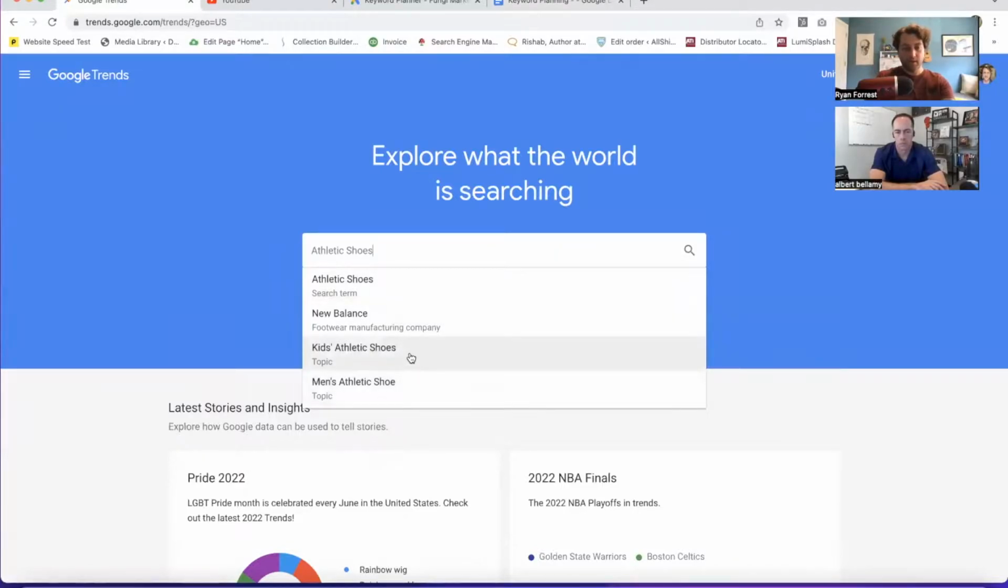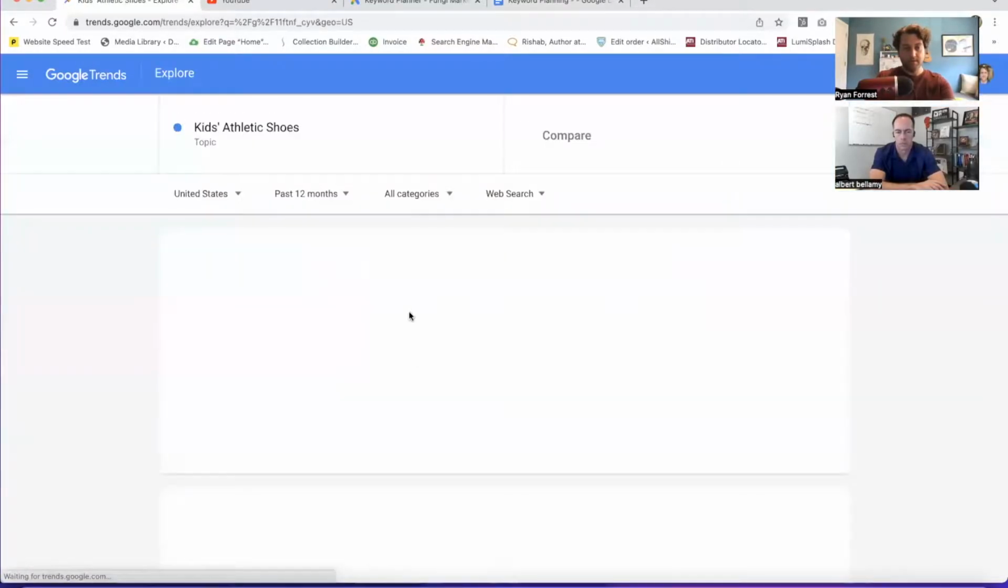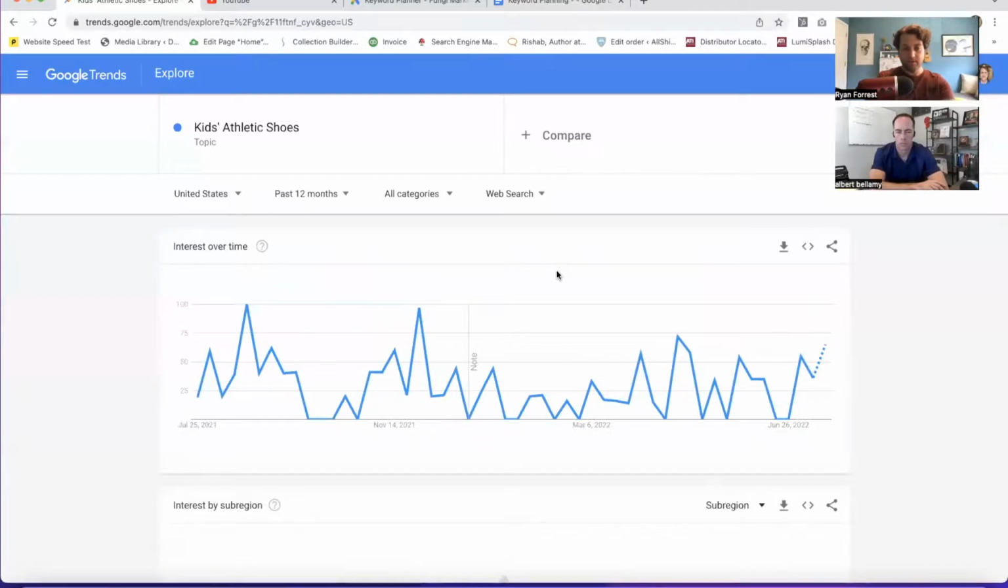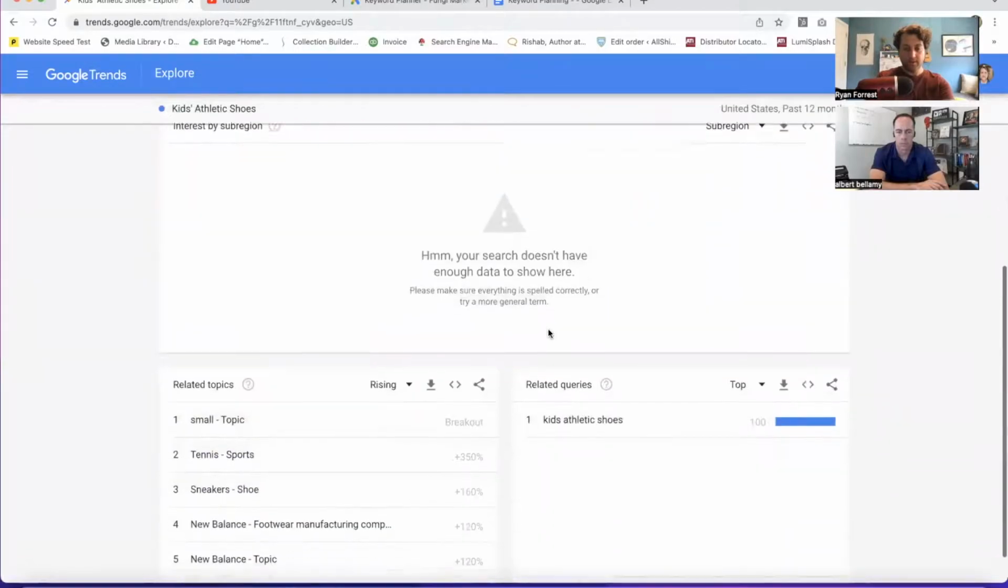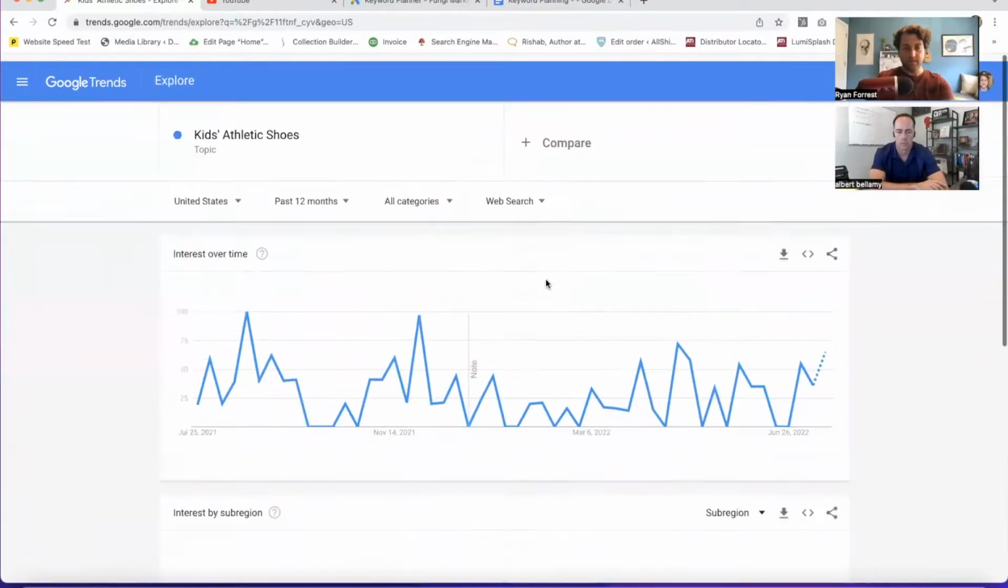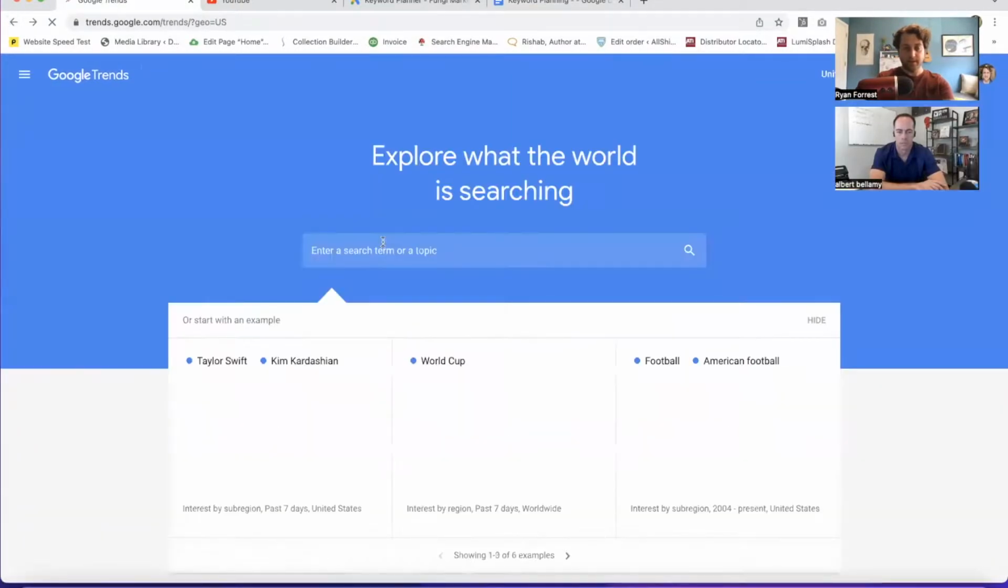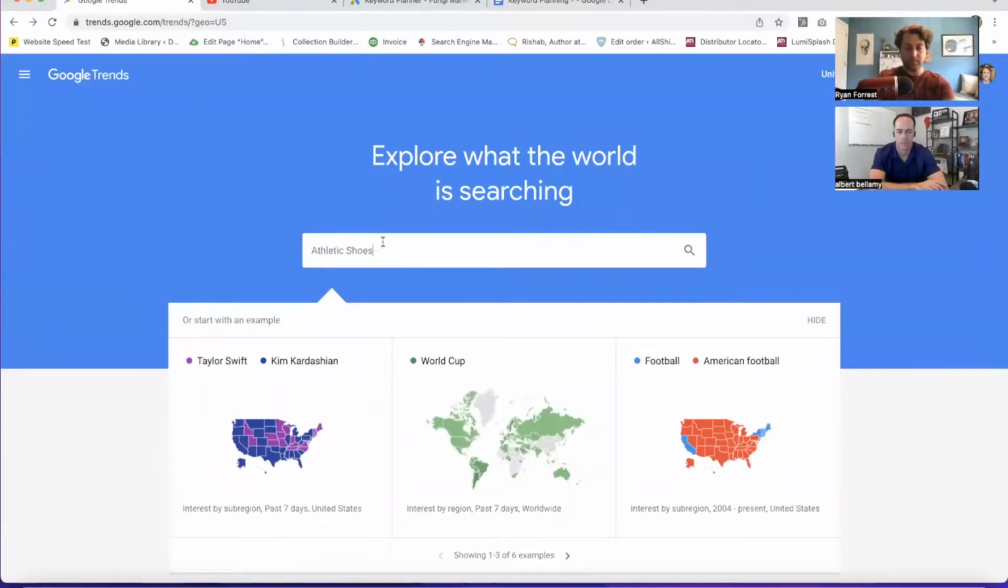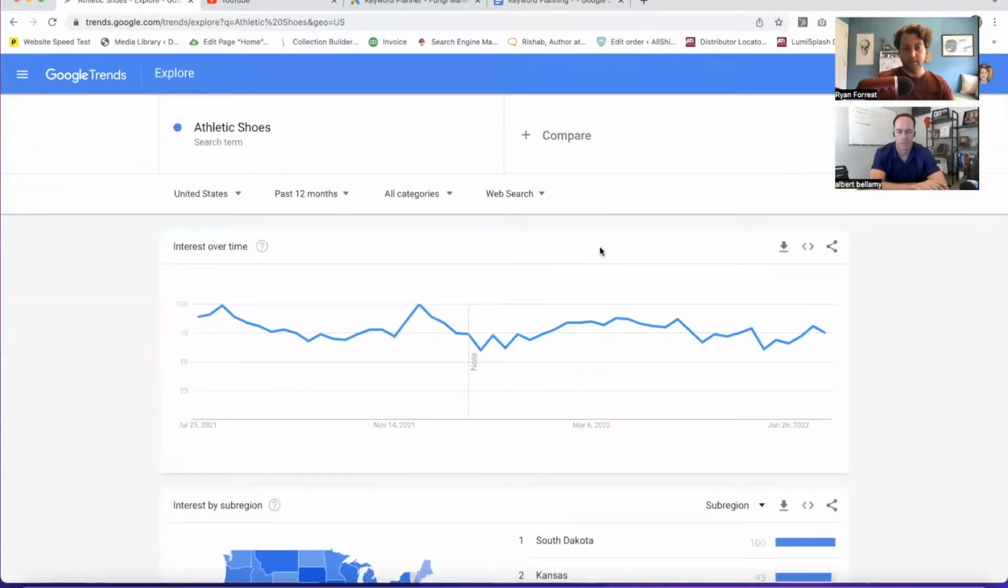I'll go ahead and open up, let's do kids athletic shoes. Okay. And there's not a ton of data on kids athletic shoes. So let's go back and we'll just search the term athletic shoes.